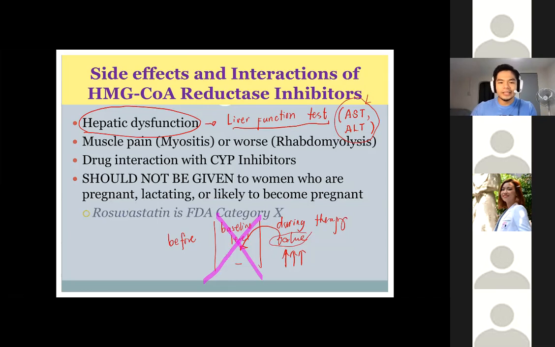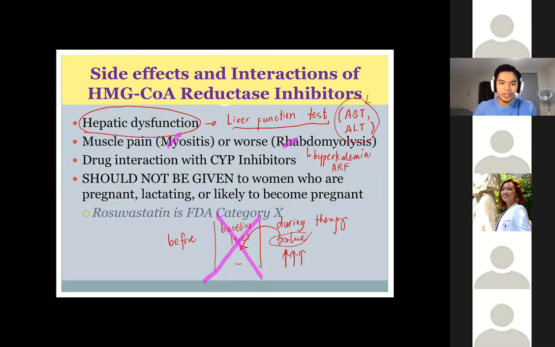Next, ang mga statins, they can also cause myotoxicity. Myo means liver. Sorry, not liver, muscle. Sabaw na ako. Muscle pain, myositis, and even worse, we have rhabdomyolysis. Sa rhabdomyolysis, there is breaking down of skeletal muscles. Lumiliit na ang size ng skeletal muscle ng tao, and this could result to hyperkalemia and also acute renal failure. Acute renal failure means renal damage.